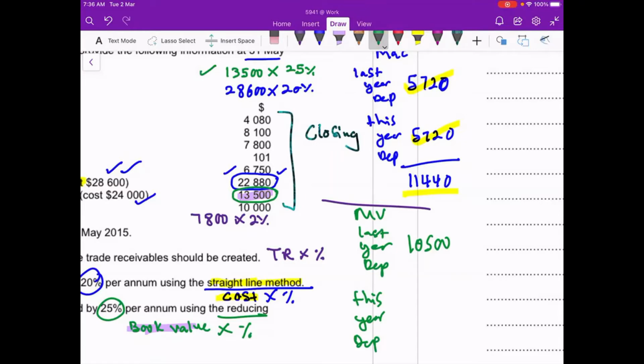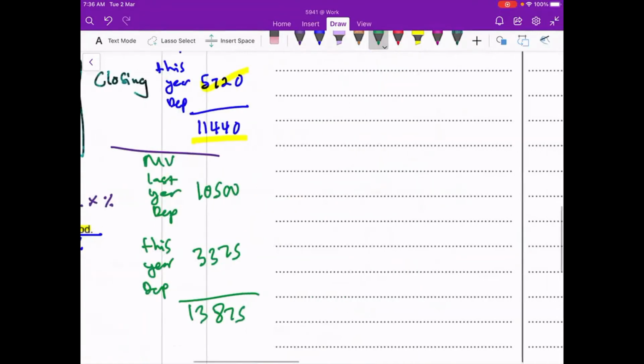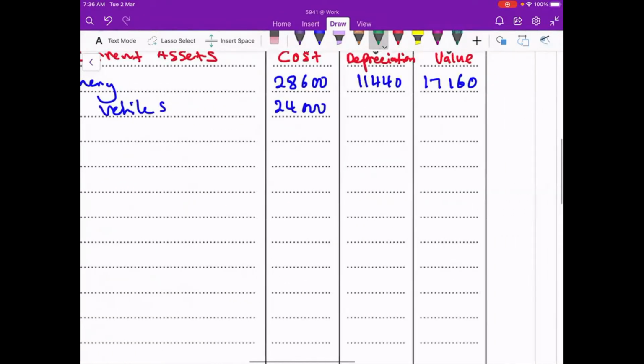This year's depreciation is 13,500 times 25%. I get 3,375. So my total accumulated depreciation will be 10,500 plus 3,375. I get 13,875. So that's my accumulated depreciation. I write here 13,875. Now 24,000 minus 13,875, we get 10,125.